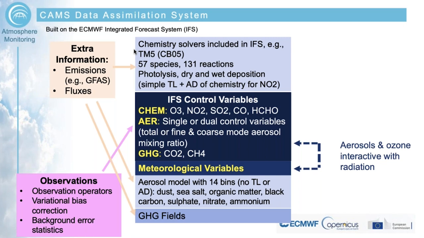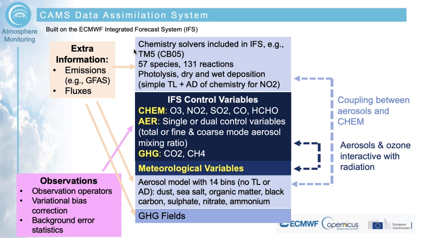And in this case, the aerosols and ozone are interactive with that radiation, and so they can make adjustments to the temperature in the model and also the winds and the distribution of the pollutants in the atmosphere. We also have coupling between the aerosols and the reactive gases. So, for example, nitrogen dioxide is a precursor for nitrate and ammonium aerosol, and this information feeds into the aerosol, so we improve our modeling of the aerosol as well as the chemistry.